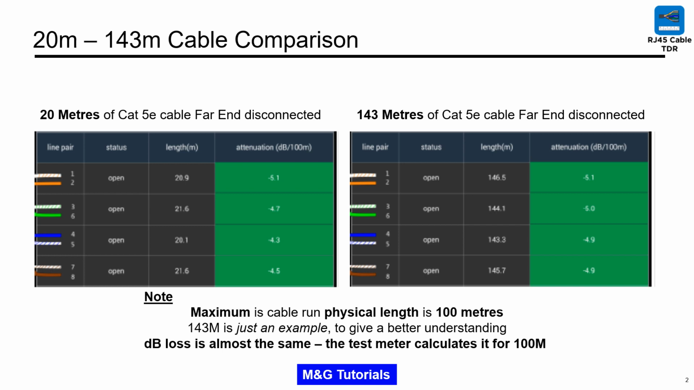You'll notice the attenuation is near enough identical. This is because it is based on 100 meters. It uses the length and does a calculation based on that to give you the reading for 100 meters of cable. Please note the maximum physical cable length is 100 meters. 143 meters is just an example to give you a better understanding.